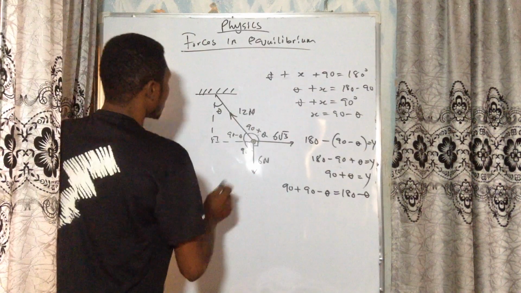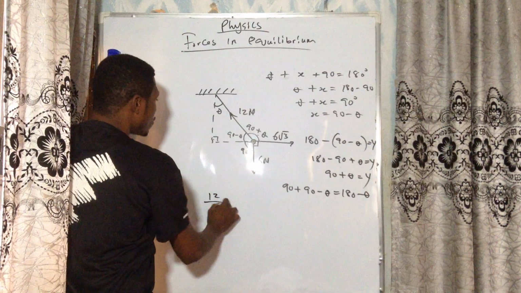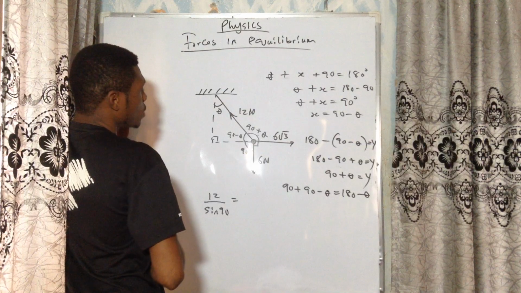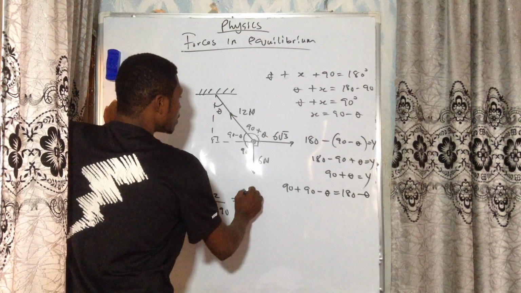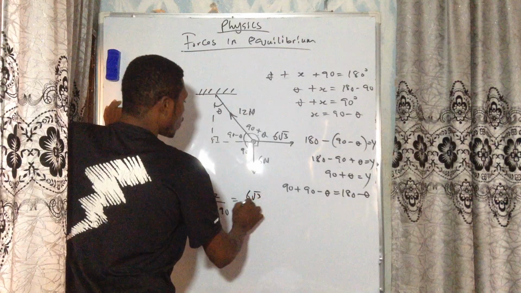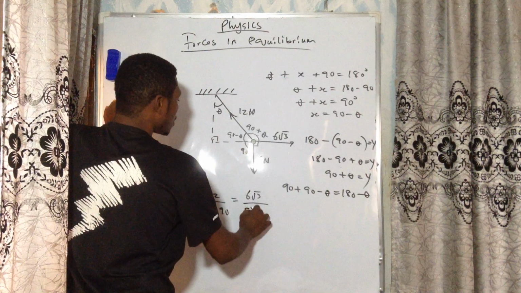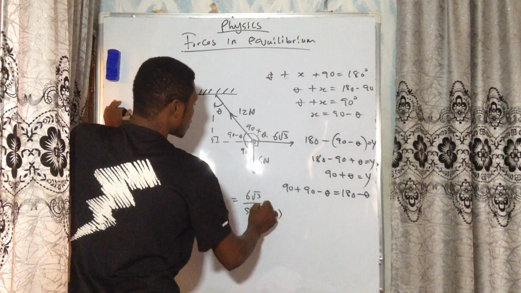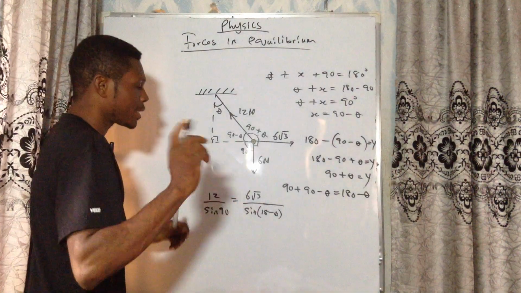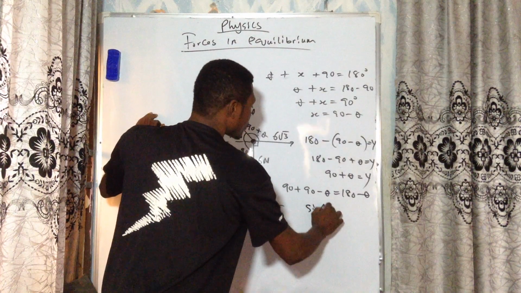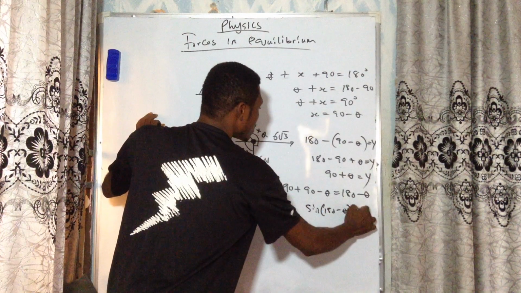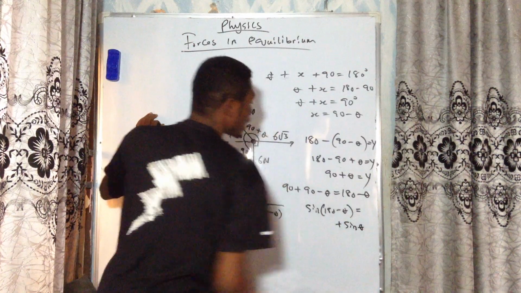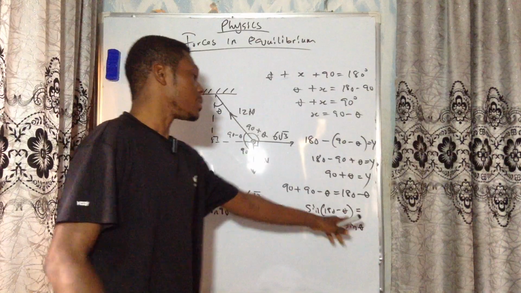Now watch now. Now we say from Lami's theorem, 12 over sine 90 is equal to 6 root 3 over sine 180 minus theta. Do you see? Now recall that sine 180 minus theta is equal to plus sine theta. Yes, plus sine theta. That is, theta is in the second quadrant.